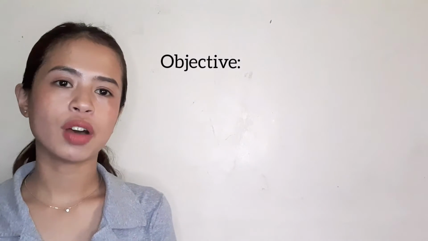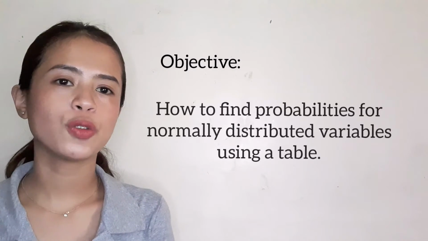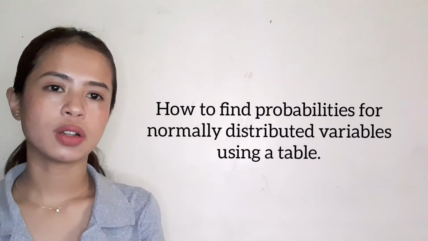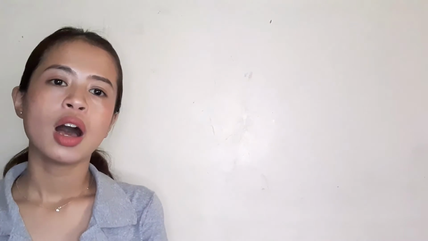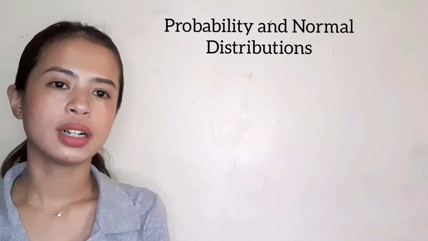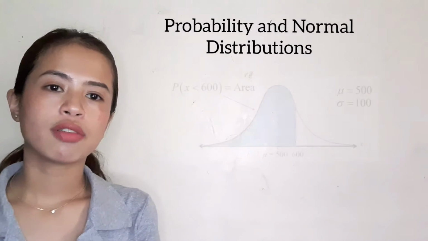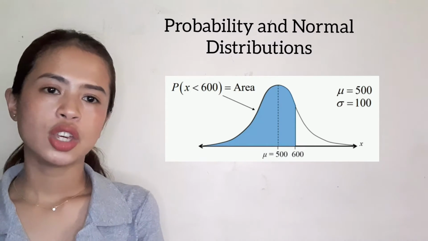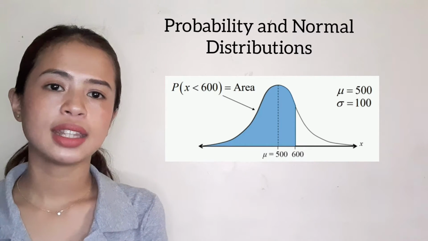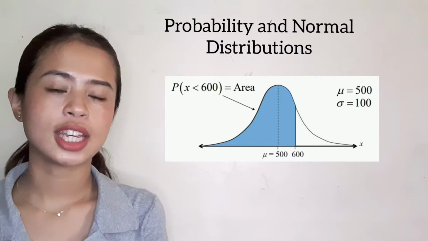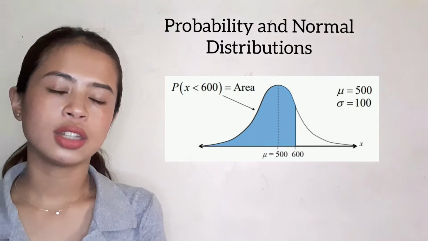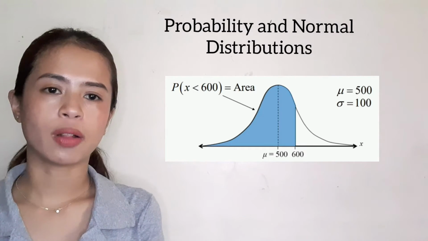The objective of this topic is how to find probabilities for normally distributed variables using a table. Probability and normal distributions. If a random variable x is normally distributed, you can find the probability that x will fall in each interval by calculating the area under the normal curve for that interval.